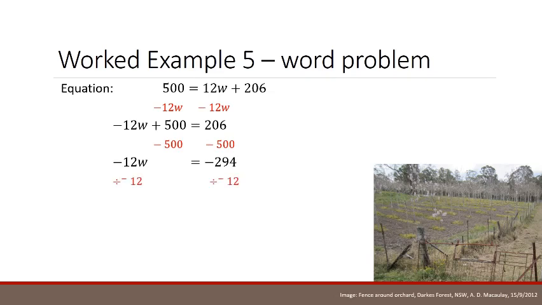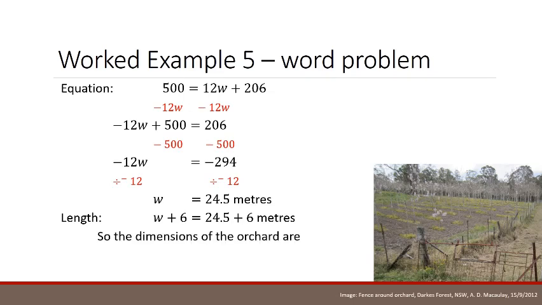Now divide both sides by negative 12, and we're left with W on the left and 24.5 metres on the right. Now what does that mean? This is a real-world example. It started as a word problem, we want to finish with words. So the length, W plus 6, is 24.5 plus 6 metres, which is 30.5 metres long. And the width, of course, is 24.5 metres. So the dimensions are there. And that's how we solve a word problem.